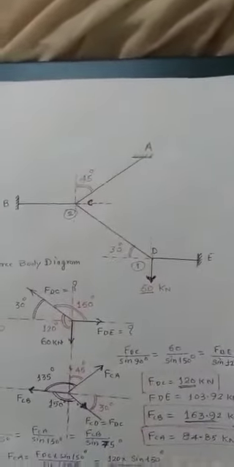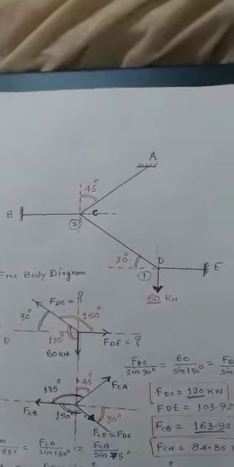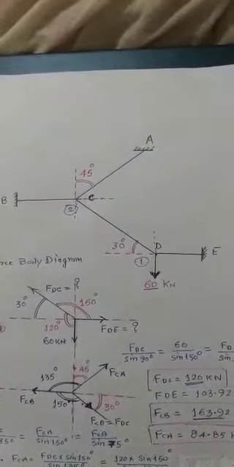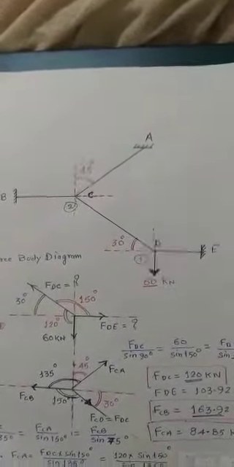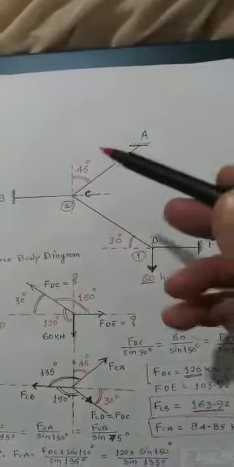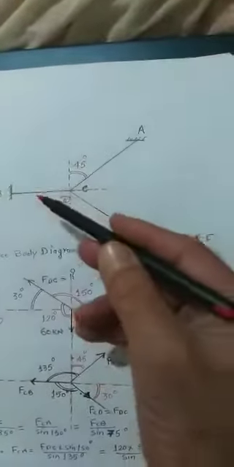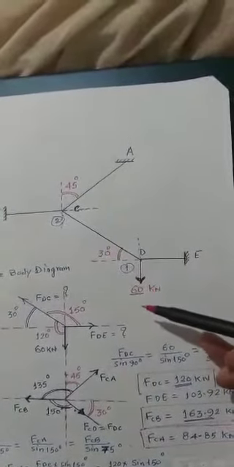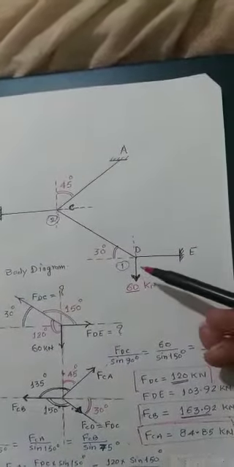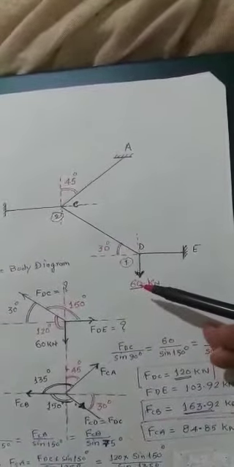Now we'll try to solve one problem based on equilibrium. First of all, we have seen that there are a total of 4 ropes which are tied to each other, and a load of 60 kilonewton is hanging over here.